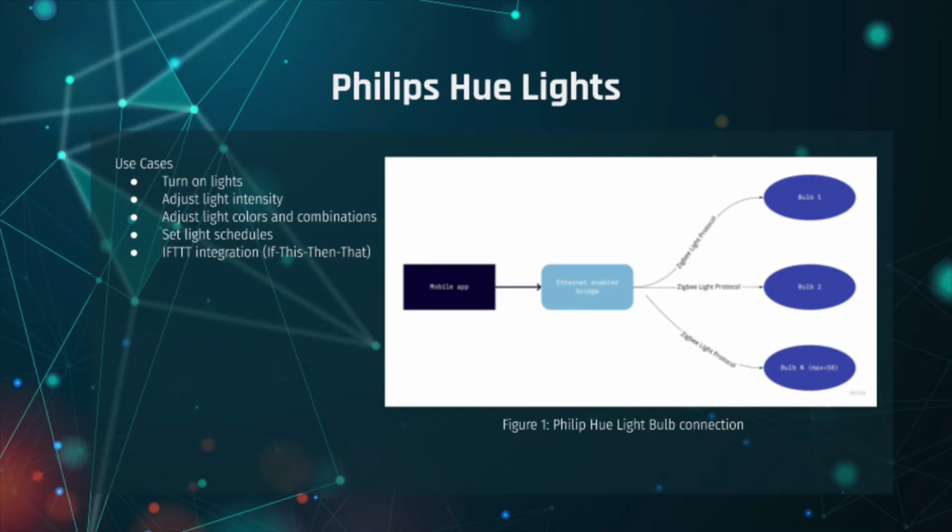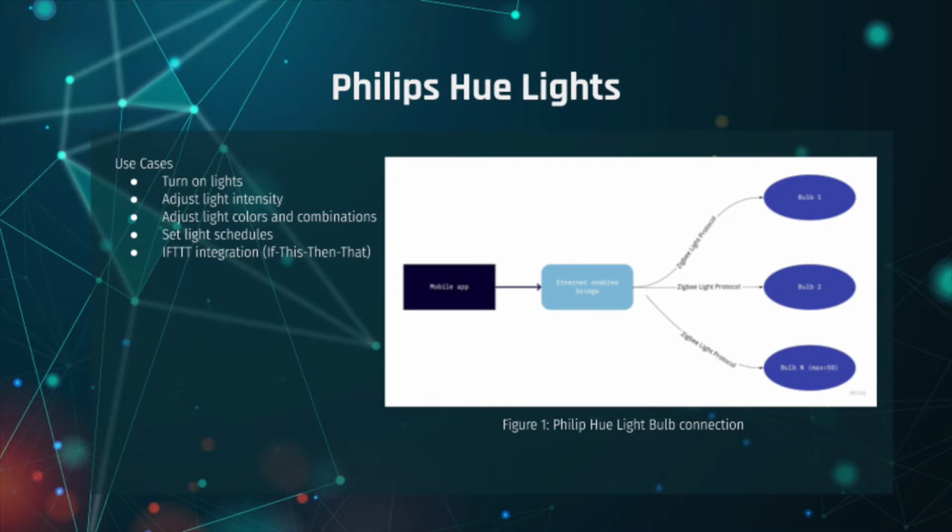There are 5 main use cases for the Philip Hue light bulbs. Users can turn specific light bulbs on and off, adjust light intensity, adjust light colors and combination of colors, and set schedules based on the time of the day for the lights to configure to a specific setting.